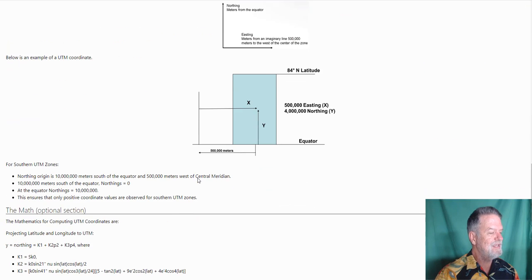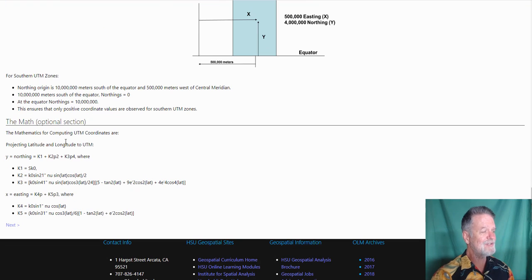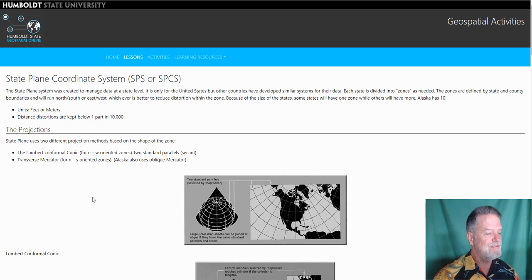Okay, that is UTM, by far the most commonly used in research that I see. We'll talk about state plane, which would be the next. And here's the actual math for it if you want to do that, but it's optional. Another important projection system to know is state plane. This is widely used in the United States for counties and for agencies.